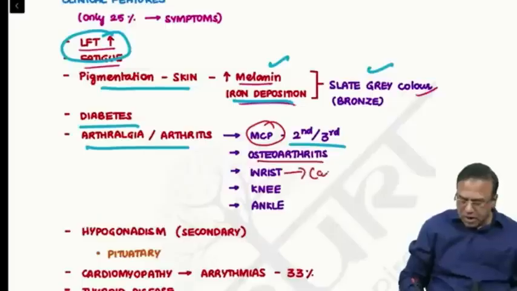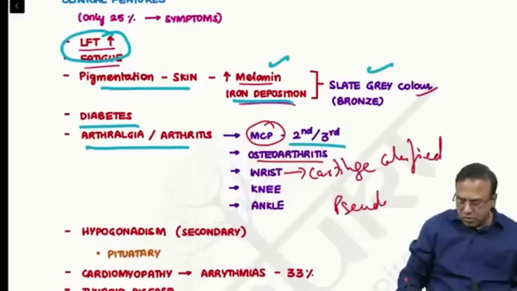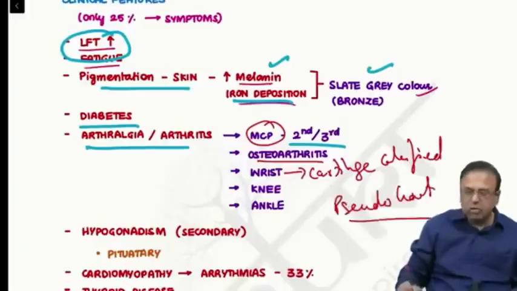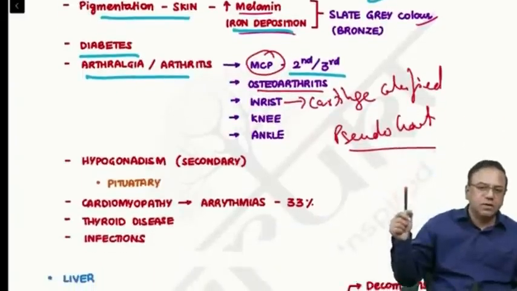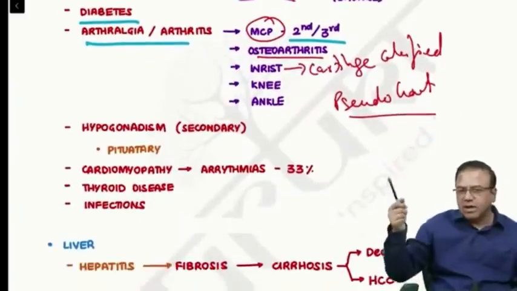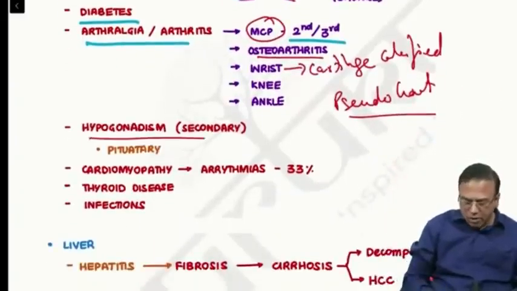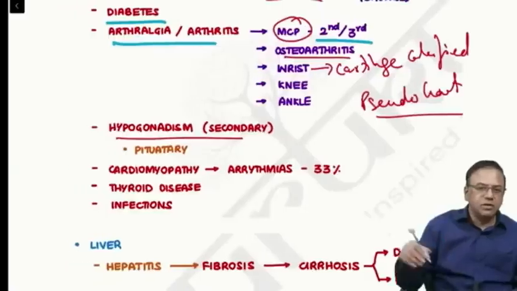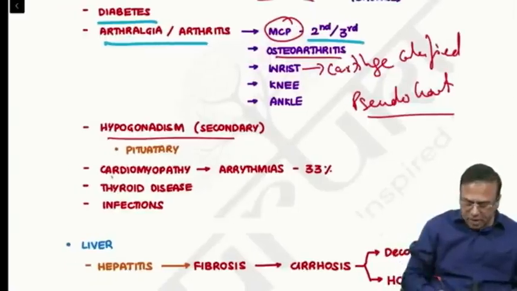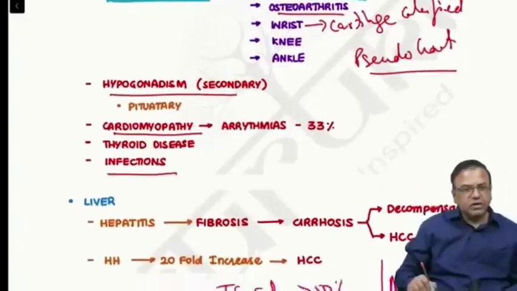In the wrist, the cartilage can be calcified. This is called pseudo-gout, so this condition is linked with pseudo-gout. You get calcification of the cartilage particularly in the wrist, or knee calcification may occur. Hypogonadism occurs, but the problem is not in the testis, it is in the pituitary: secondary hypogonadism. Cardiomyopathy can occur, thyroid disease and infections.